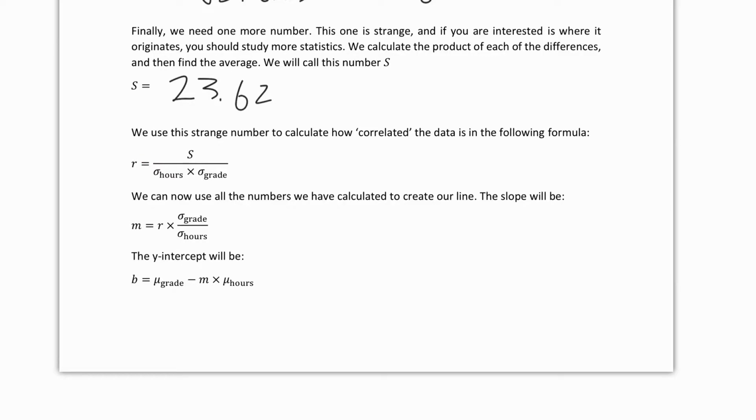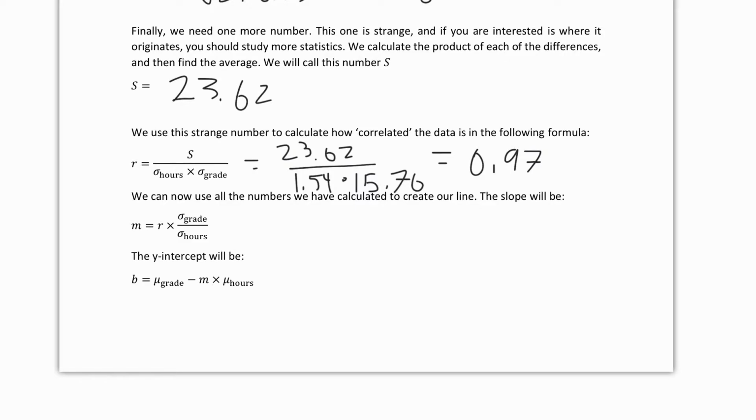We calculate this value R, which is S, which we know to be 23.62, divided by, well, we need to find the standard deviation of hours, so 1.54, times the standard deviation for the grades, which is 15.76. And you calculate this to be 0.97, and you could add more decimals. Now, this number here is called our R. It measures how correlated the pieces of data are. And this seems to suggest that our data is highly correlated.